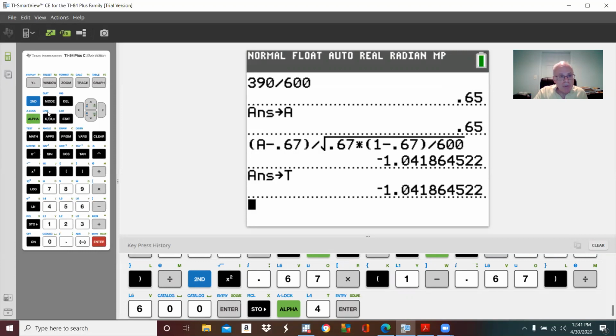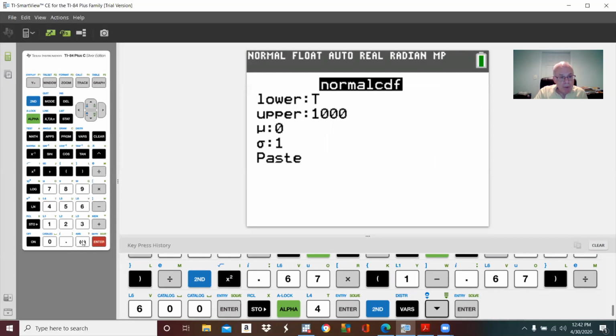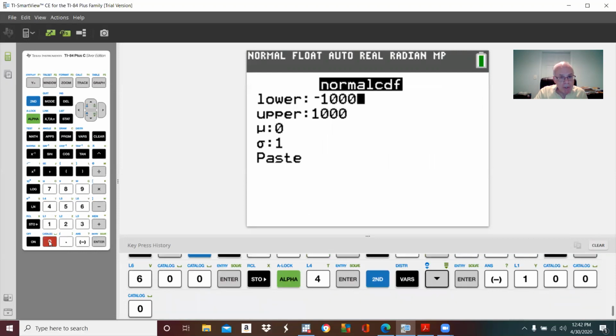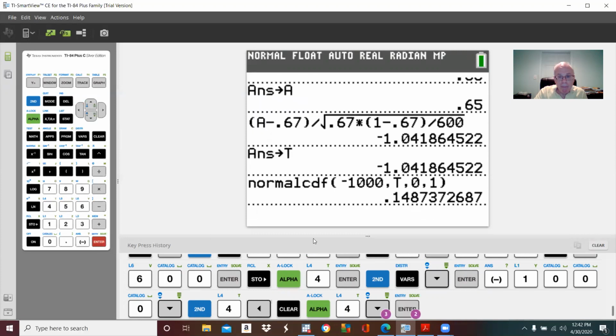Now this is a left-tail test, so I'm going to do 2nd VARS and scroll down to normal CDF. Once again, it's a left-tail test, so I'm going to use negative 1,000 here, and I'll put T in the upper. That's what we do: we put our test statistic in the upper for a left-tail test. Oops, once again I made an error here, so I'm going to put T in here. I'll leave everything the same. It's a standard normal. Hit enter. Oh, it looks like it did do the p-value correctly. All right, so let's go back and see my solution.